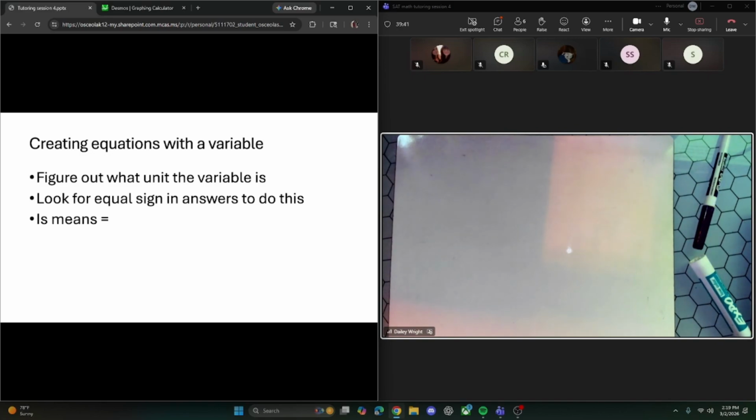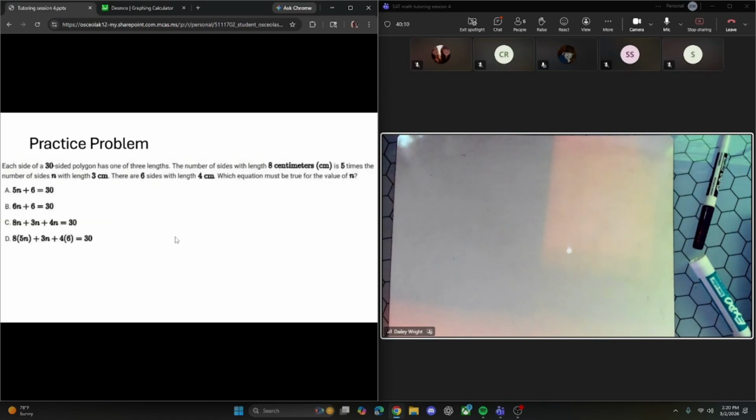So what you want to do to find out what unit that variable is, look for the equal sign in the answers. It's going to say all of the information stacked up together is equal to this specific thing, and that's where you're going to usually find what your unit is. And then as always, we went over this in the last tutoring session. Is means equals in math SAT no matter what. So let's go over the first one.